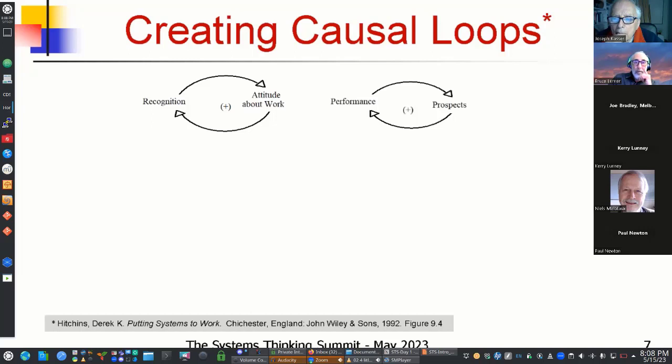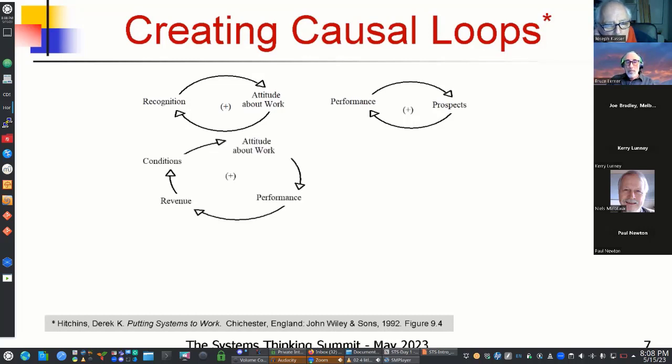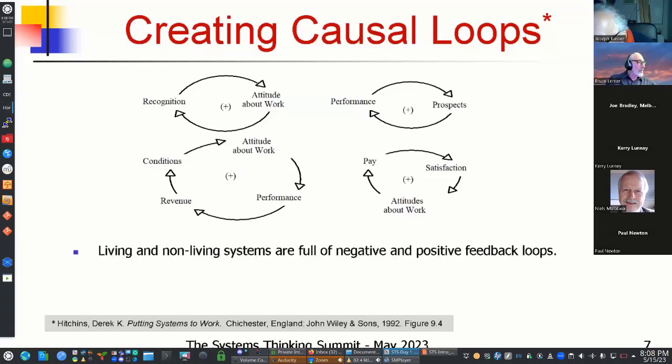Or performance and prospects: as performance goes up, people's promotion prospects improve. And as their promotion prospects improve, they get promoted, then hopefully their performance will go up. Or conditions, attitude about work, performance, and revenue, and you can see how that happens. Or here's another one: pay, satisfaction, attitude about work. Not every element is related to every other element.